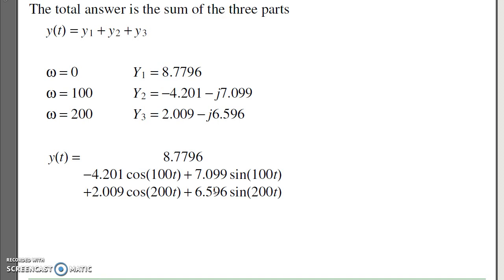And that kind of makes sense. If the input has three different frequencies, the output has three different frequencies. That's what superposition is really used for. If you have a circuit where there are three different frequencies coming in, treat it like three separate problems. The total output will be the sum of those three outputs for each separate problem, and that's superposition.